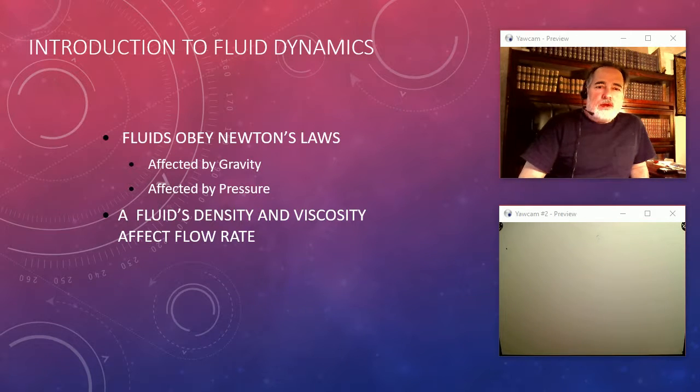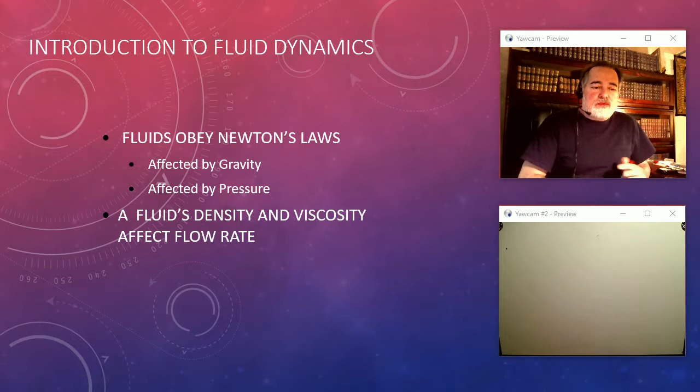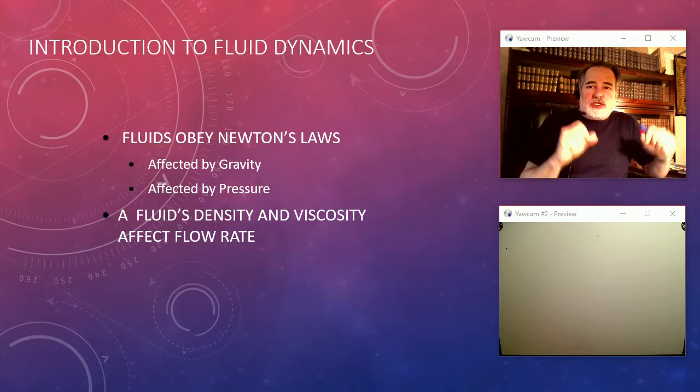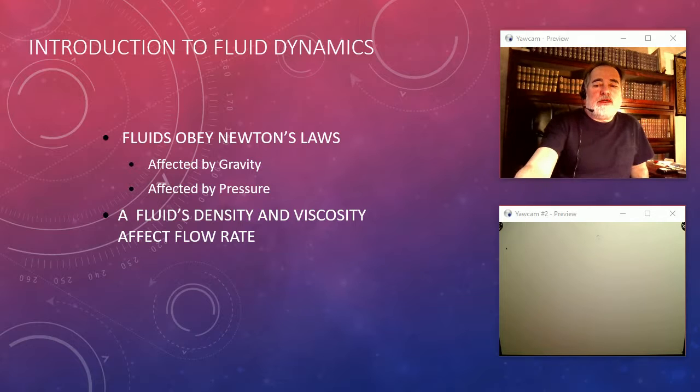So what we have is that fluids obey Newton's law. Gravity affects them, of course. They are affected by pressure. As we saw in the last topic, certain substances obey stress and strain differently than others, and fluid is no different. Of course, fluid cannot shear and fluid cannot stretch, but fluid responds to pressure. So fluid's density and viscosity affect its flow rate.